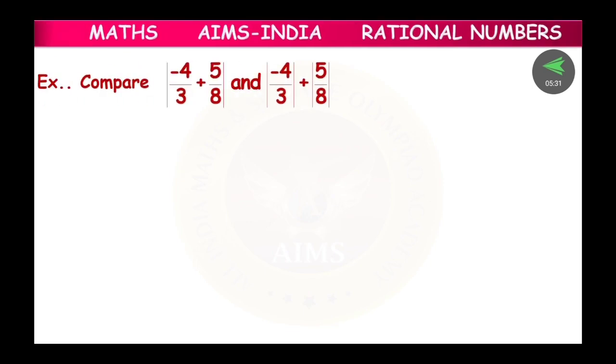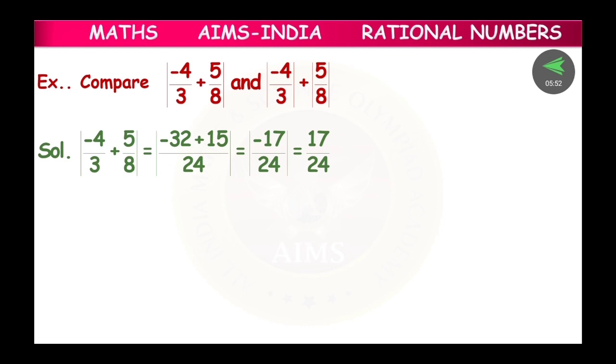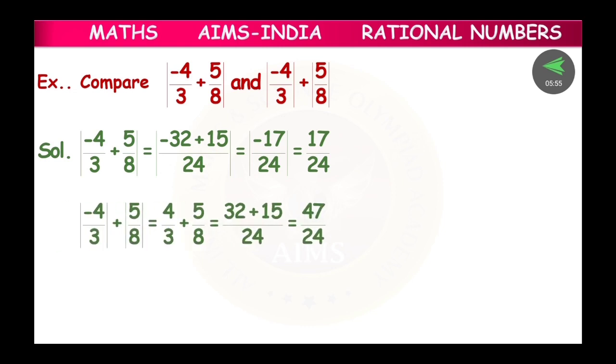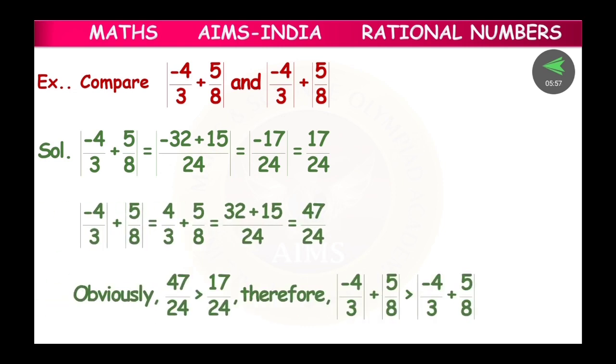Next, we have to compare. In this question, we have to compare the absolute values. In previous examples we compared normal rational numbers, but here we have to compare the absolute values of the rational numbers. So what do we have to do? We have to compare the absolute values of the rational numbers.